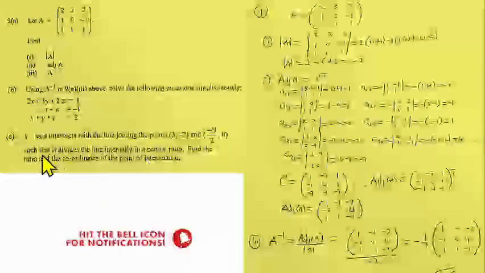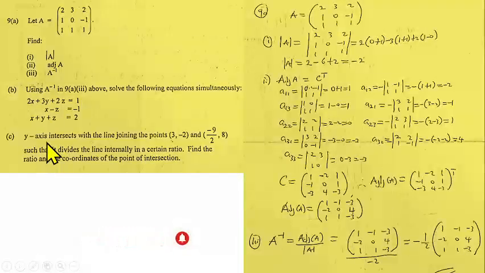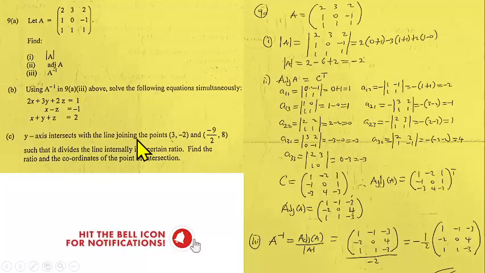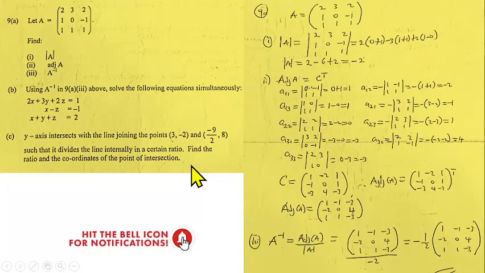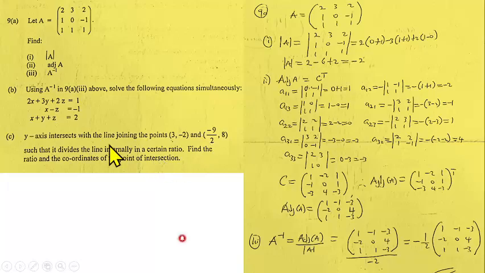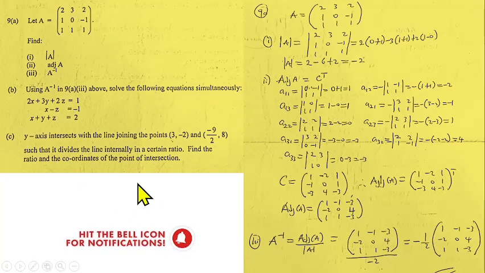So let's go back to the question. We have to solve this question number 9c. The y-axis intersects with this line joining the point 3 comma minus 2 and the point minus 9 over 2 and 8, such that it divides the line internally in a certain ratio. Find the ratio and the coordinate of the point of intersection. The question is on coordinate geometry, that is internal and external ratio.